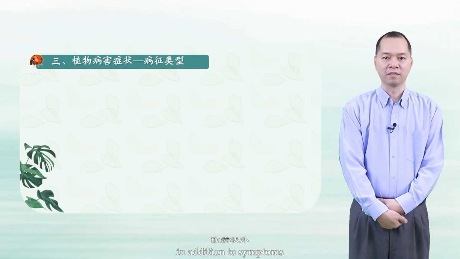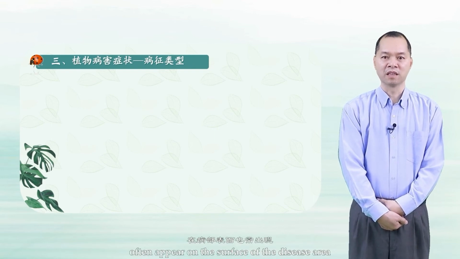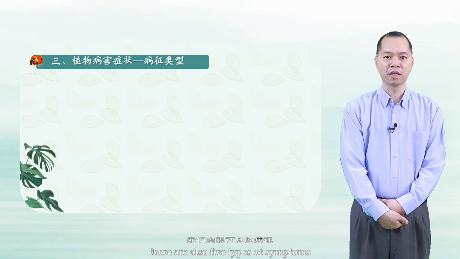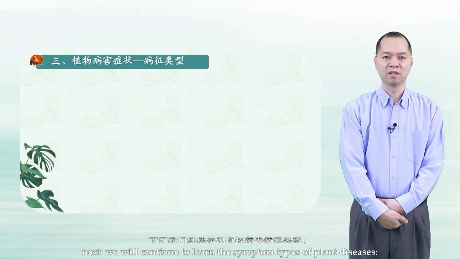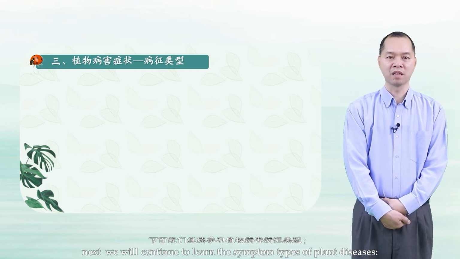In addition to symptoms, fungal and bacterial diseases often show signs on the surface of the disease area. There are also 5 types of signs that can be seen by the naked eye. Next, we will continue to learn the sign types of plant diseases.